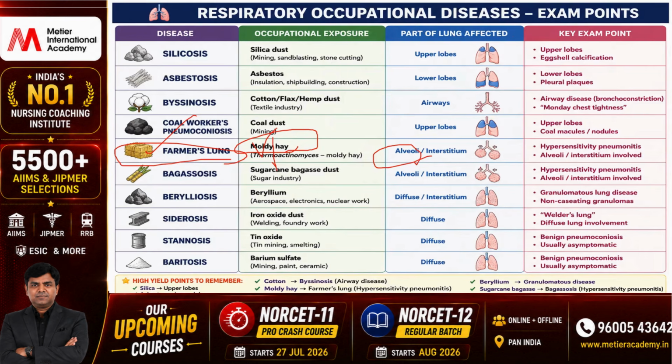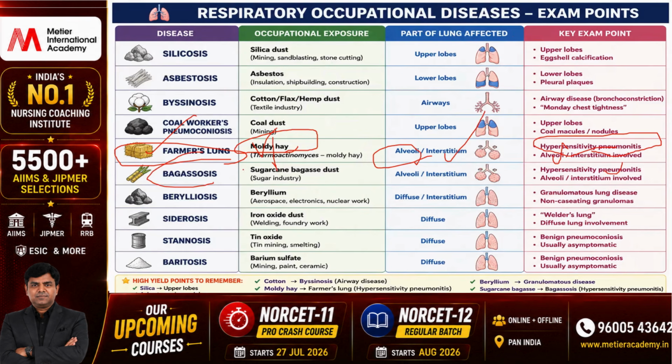Alveoli. See, this is alveoli, and the layer which is surrounding the alveoli is called what? Interstitium. Okay, so alveoli and interstitium both will get affected in farmer's lung. Understand, right? So here the exam point is that alveoli and interstitium both are going to get affected, and it will cause what? Hypersensitivity pneumonitis. Hypersensitivity pneumonitis, that is the key point in farmer's lung.